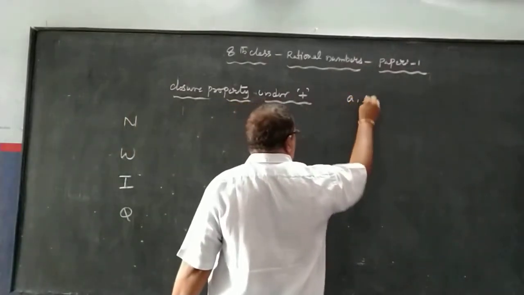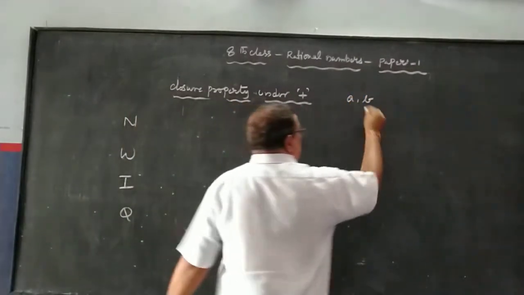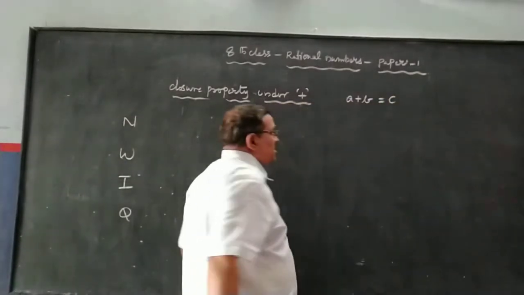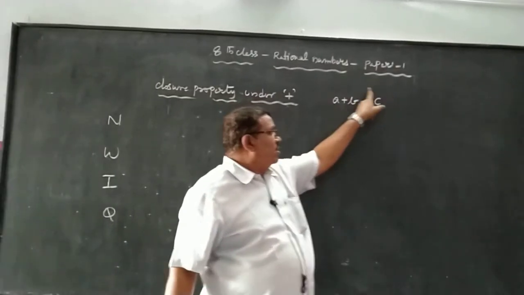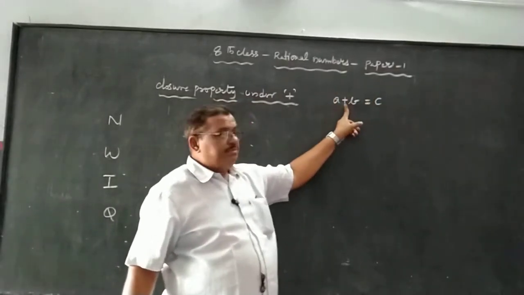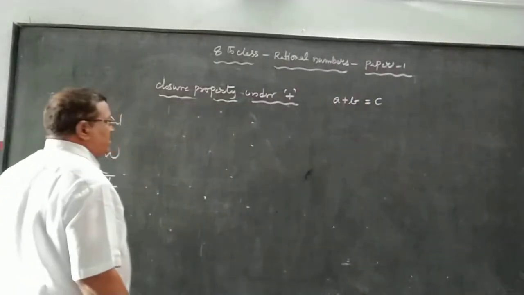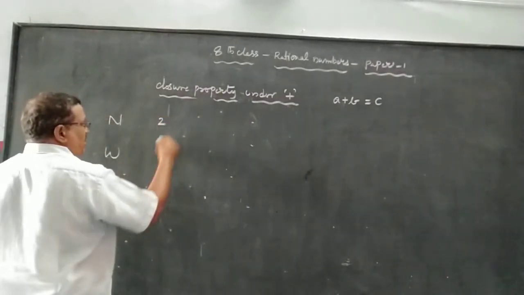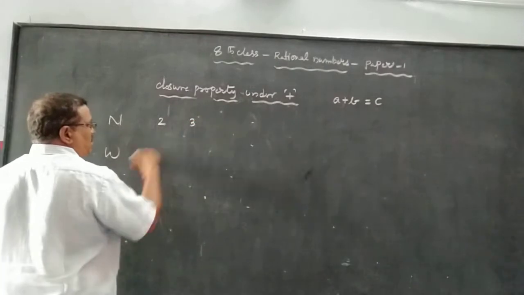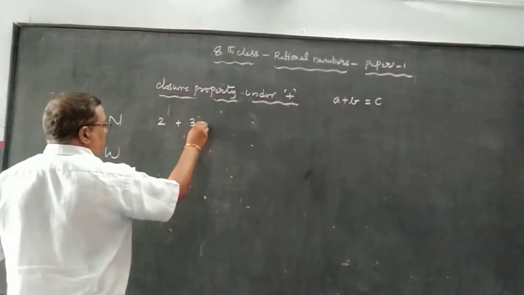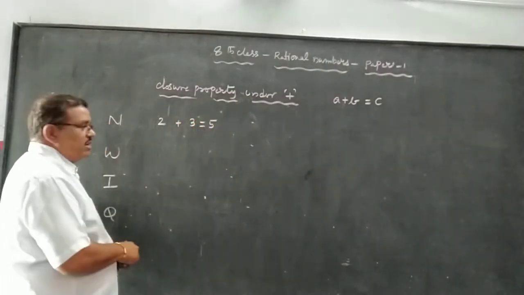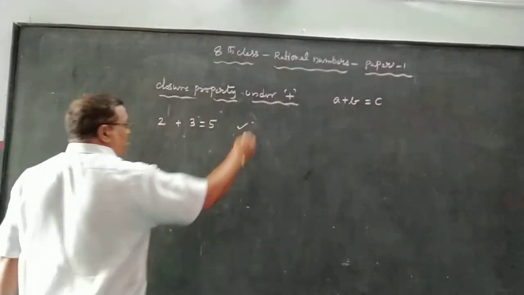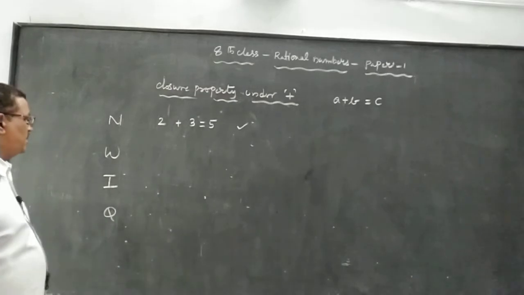If a, b are two rational numbers, the sum of them is another rational number, such a property is said to be closure property under addition. Now we have to discuss the examples. 2 is a natural number, 3 is another natural number, 2 plus 3 is 5. 5 is also another natural number.